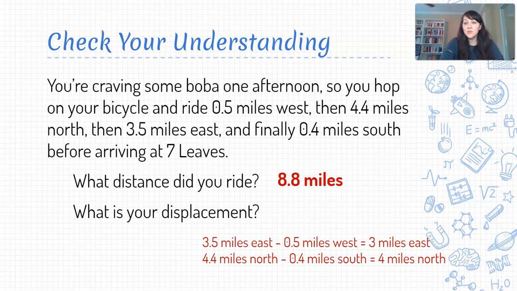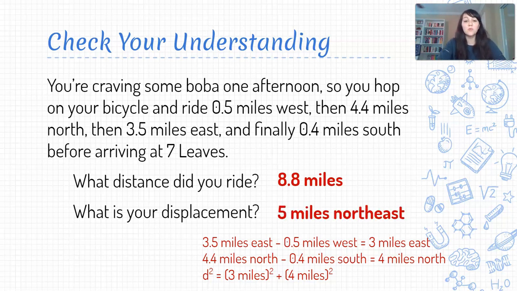And then I can take those two displacements, since they are perpendicular to each other, and just Pythagorean theorem it up. So d squared equals 3 squared plus 4 squared. When I add those together and then square root it, I will get an overall displacement of 5 miles to the northeast. All right, you are now an expert on distance, displacement, vectors, scalars. Go forth and be brilliant.